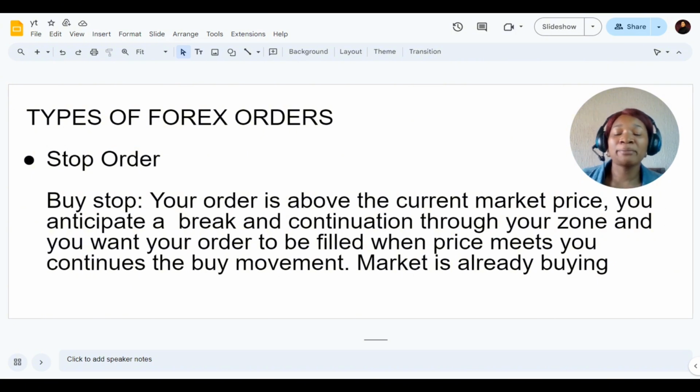All right, so for a buy, your zone is above the market price. You want price to come and meet you from down, and then break out and continue in the direction where it is already going. So you use a buy stop order where the market is already buying, when it is already going long. When the market is already buying, you just want it to come and meet you from behind and then continue the movement. Let us take an example from the charts.